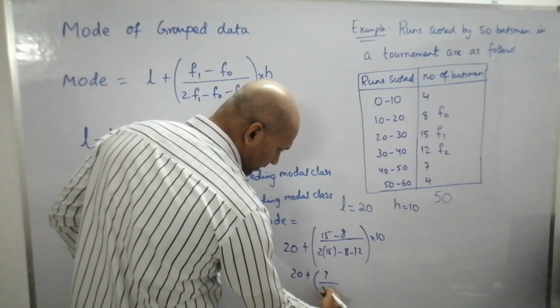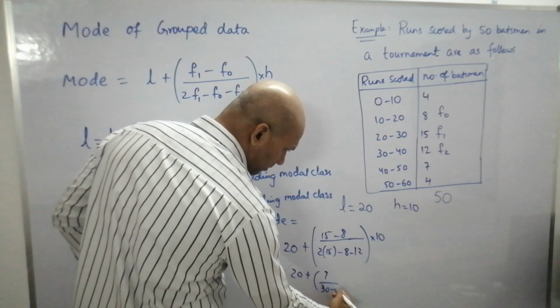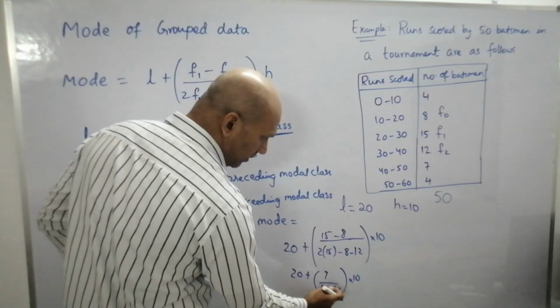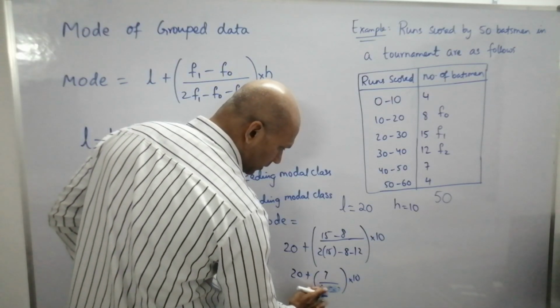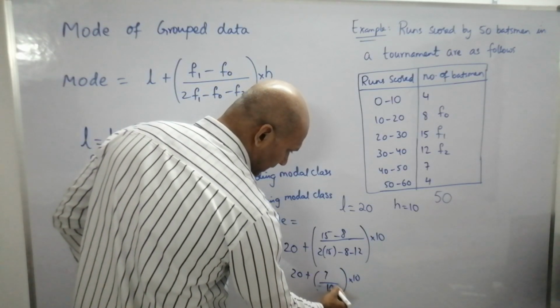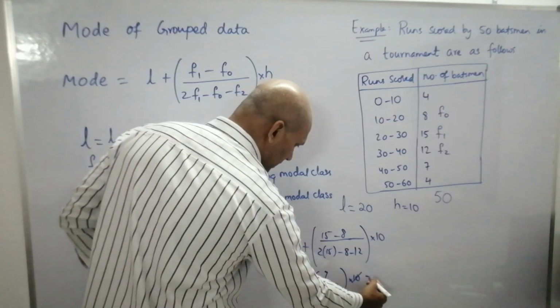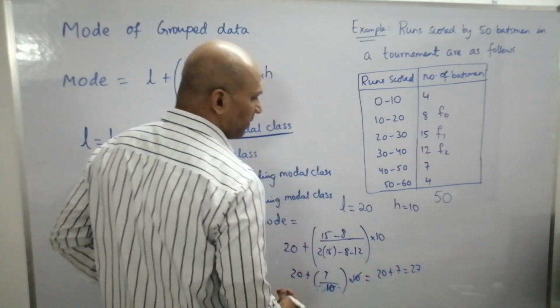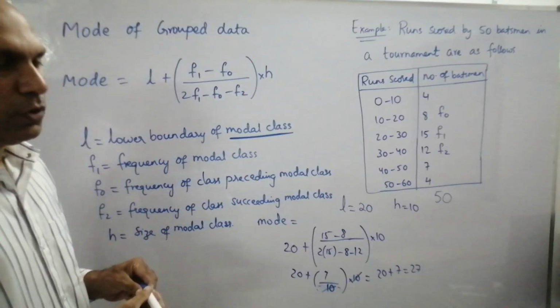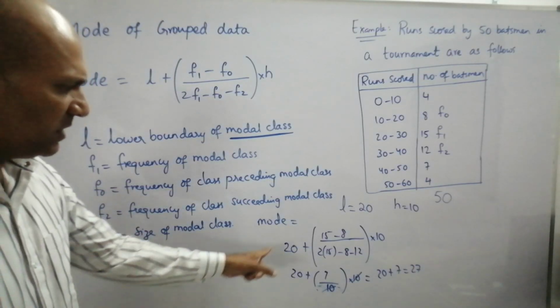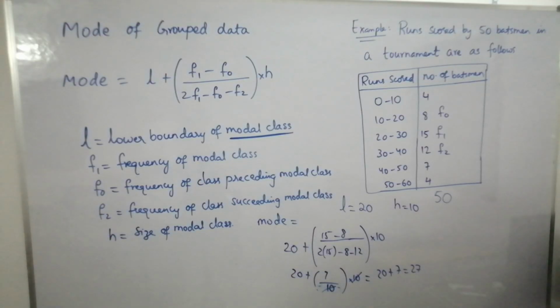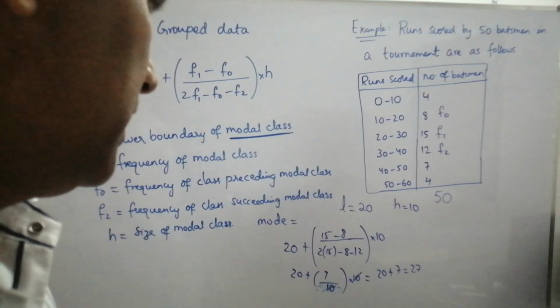So this is 30 minus 20. Okay. This 30 minus 20 will become 10. Alright. So this is, let us write 10 directly. 10 will get cancelled. So we'll have 20 plus 7 is equal to 27. Okay. So the mode is 27. Let me just check whether this is visible in the camera or not. Yes, it is visible.